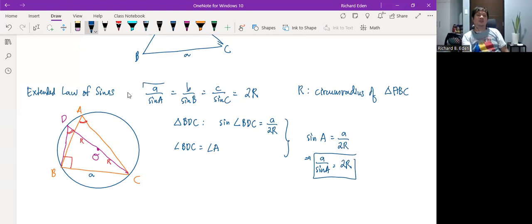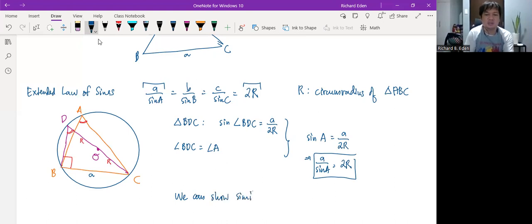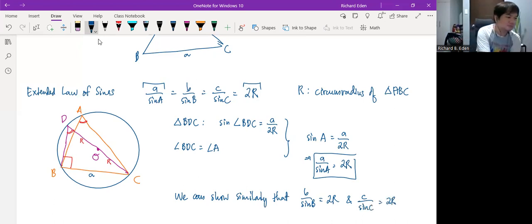So that is it. The same argument can be applied to show that b over sine B and c over sine C are also equal to 2R. We can show similarly that b over sine B equals the circumdiameter, and also c over sine of C. All right, so this is the extended law of sines.